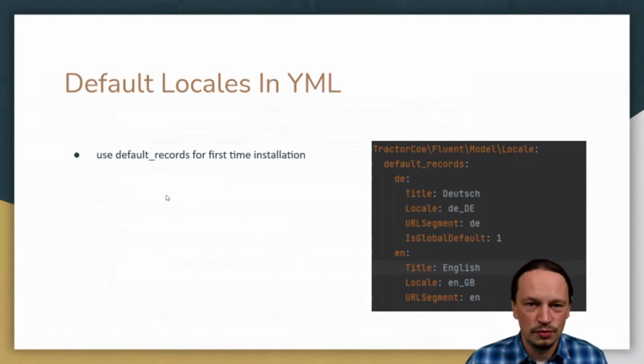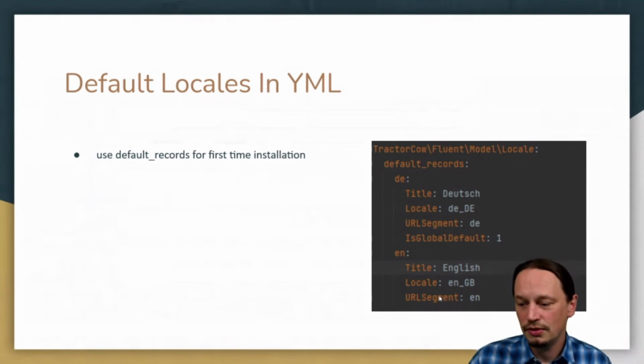And when you want to have them installed, when you make your first dev build on your server, you can use the default records for this. And this is actually what I use often. So this is just the locale data object, default records, and I have the German locale and the English locale, and so on, whatever I need.